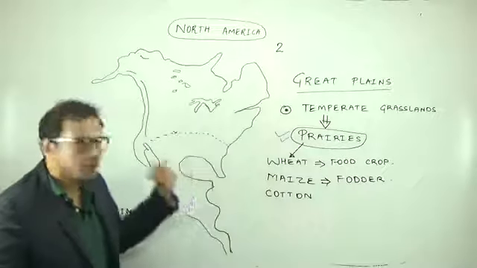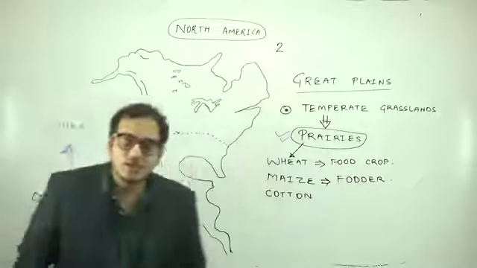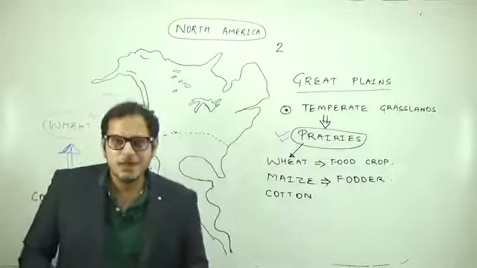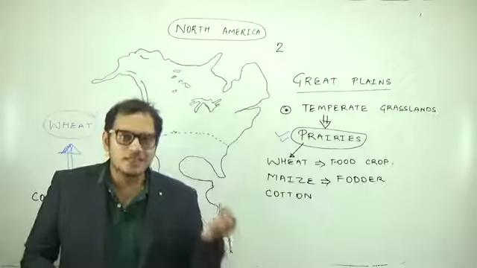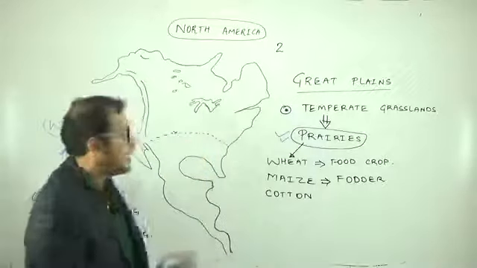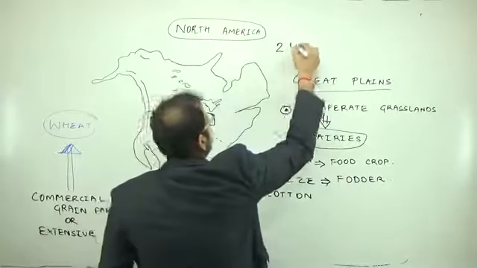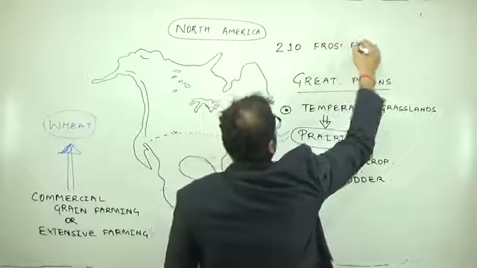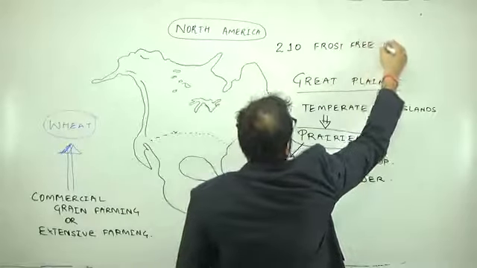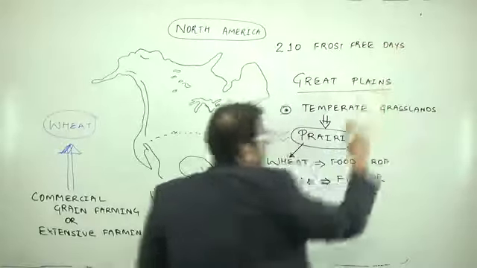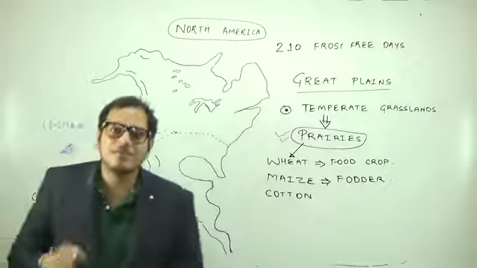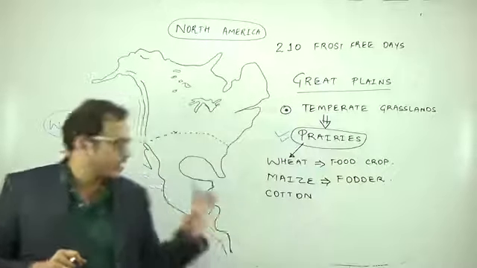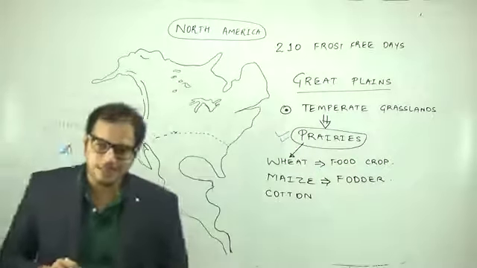Why cotton? And which part of the prairies? Northern or southern, if they ask you in the examination? The southern part of the prairies. Why the southern part? Because cotton requires a minimum of 210 frost-free days, and this is available only in the southern part of the prairies, and therefore cotton is the most important crop in this region, where you get 210 frost-free days.